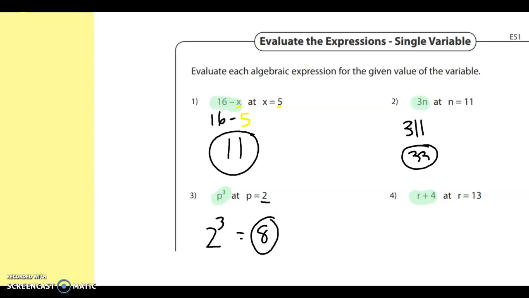Okay, and the last one, r plus 4. So I'm taking that r and making it 13. Plus 4 is the rest of my expression there. So 13 plus 4 gives me a solution of 17.